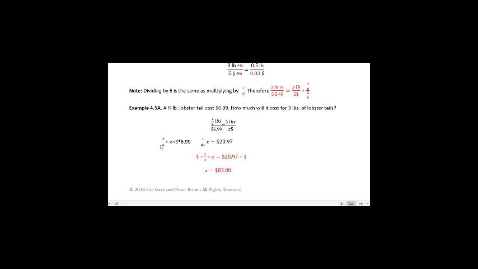Instead of dividing both sides by 1/4, I multiplied by 4. And so 4 times 1/4 is the same thing as 1/4 plus 1/4 plus 1/4 plus 1/4, which is 1. And so I'm multiplying that, and it costs $83.88 for 3 pounds of lobster tails, if a quarter pound costs that much. And that is the end of 4.1.